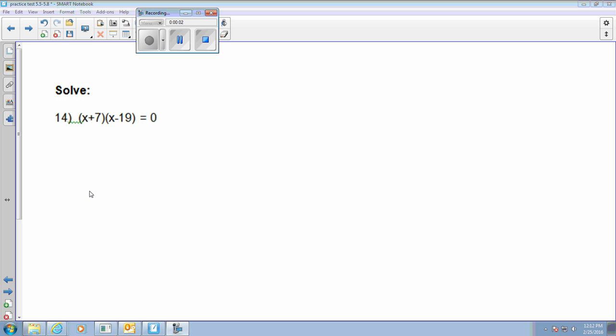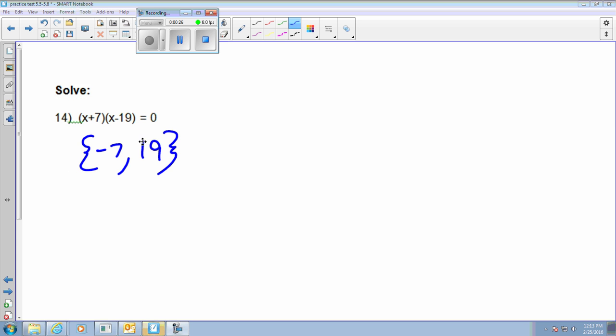Here we are on the back side of our 5.5 through 5.8 practice test. Notice that this is already factored for us, so all we're looking for are the zeros. So we're looking for a number that plus 7 gives me 0, and I'm going to go with a negative 7. And what number minus 19 gives me 0? I'm going to go with positive 19.